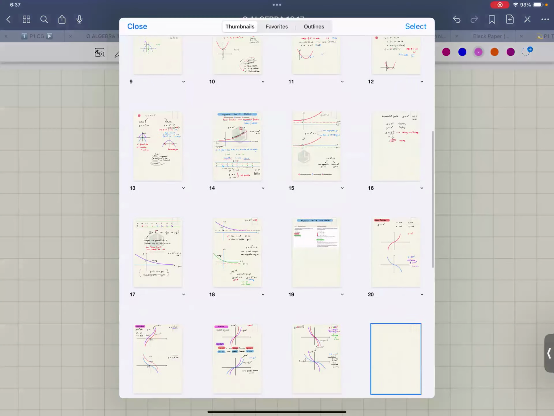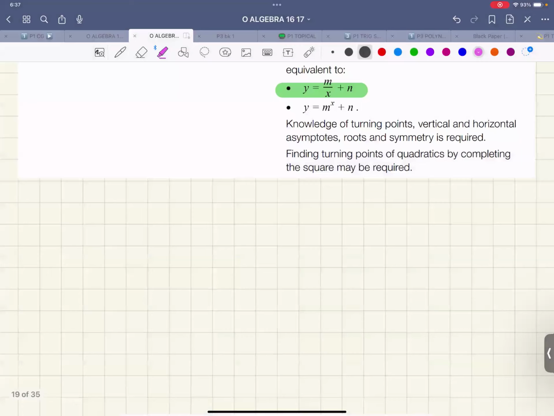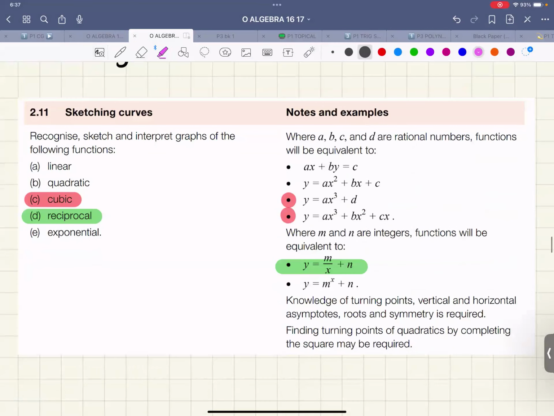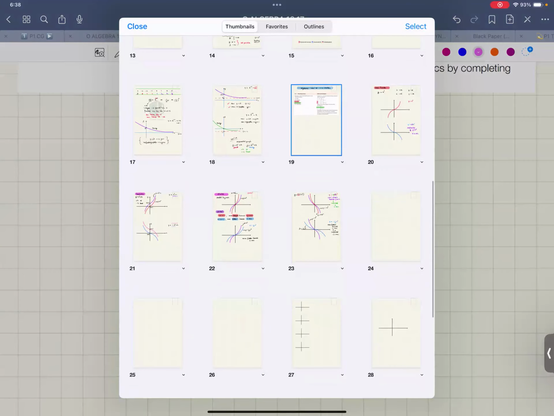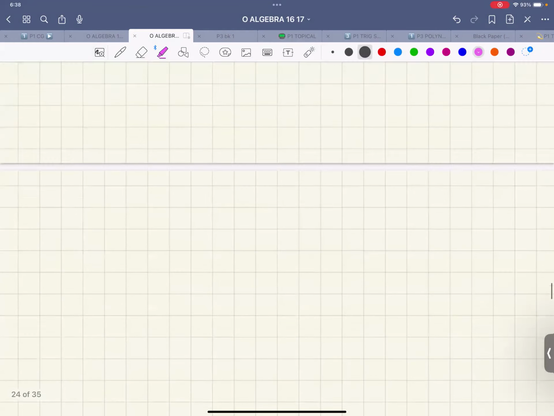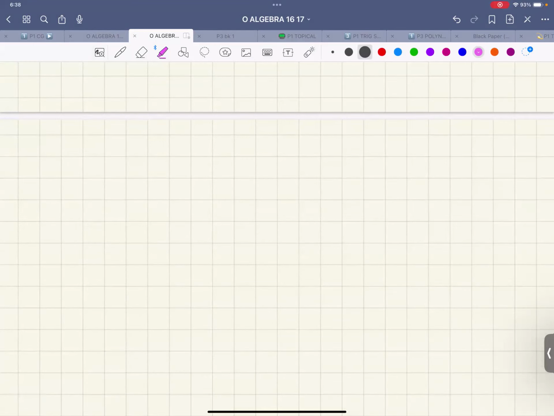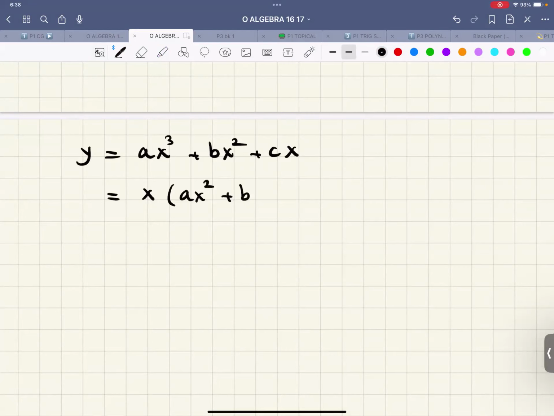Now what are we waiting for? We are waiting for this, that is y is equals to ax cube plus bx square plus cx. It's still cubic, but it's a different kind of cubic. So y is equals to ax cube plus bx square plus cx, which can be written as x common, ax square plus bx plus c. We have something like this.